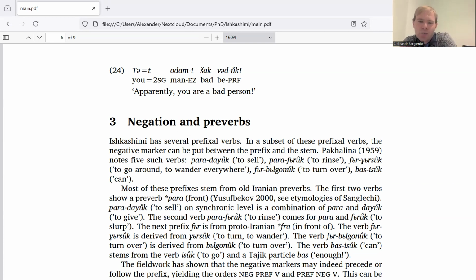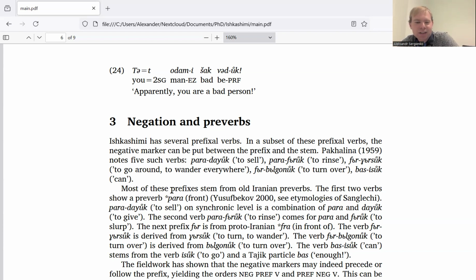The first two verbs show a preverb para, which means front. The etymologies are from Yusufbekov 2000 for Sanglichi. So paradayuk is a combination of the verb dayuk, which means to give, right? And para, which means front. The second verb is paraferuk, it means to rinse. So feruk is slurp, para is para.